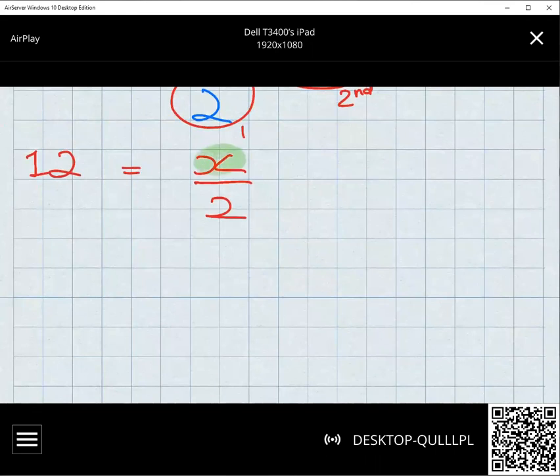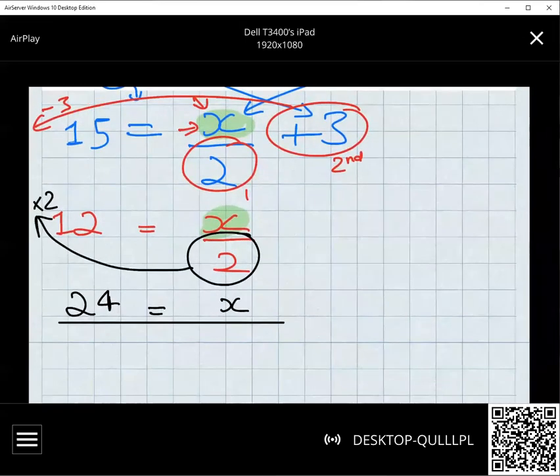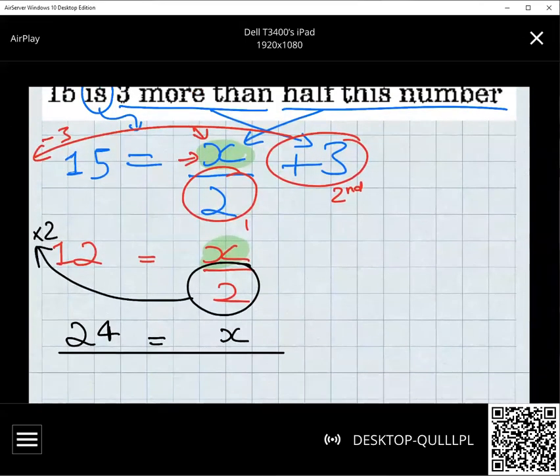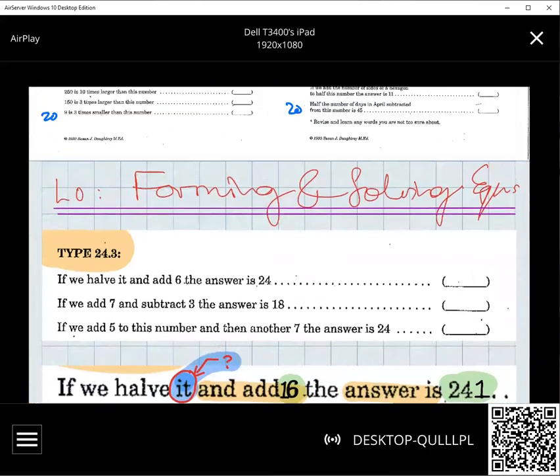Now, how do you work the x out now? Now you do 12 divided by 2. Now it becomes 24. X is 24. I'm going to write mine as 24 equals x because I'm keeping x on the right hand side. Yeah? Well done. Excellent. Come on, let's grab another question.